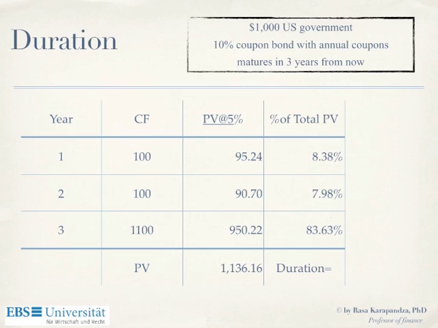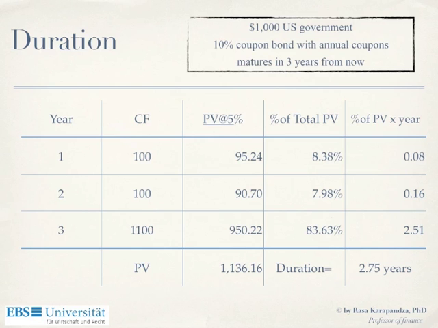Okay, how many percent is 95.24 out of 1,136? It's 8.38%. How many percent is 90.7 out of the total present value, out of 1,136? It's 7.98%. How many percent is this out of that? It's 83.63. Now let's multiply these percents with the number of time periods, and we get something like this. Add these two numbers together, and we get 2.75 years.